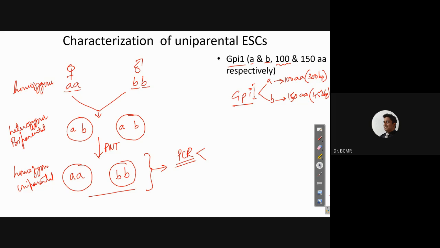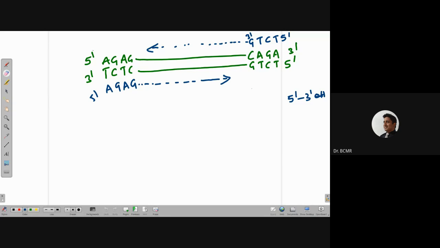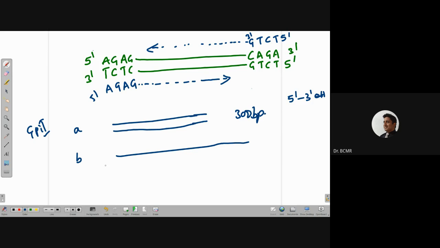Now we will just see how it works, and then we'll go ahead. So this is where the PCR primer is, and I also want to give you another insight into general principles. Say, for example, there is a DNA like GPI1 we were talking about, and this is the A allele, and it is about 300 base pairs, right? And the B allele was about 450 base pairs.